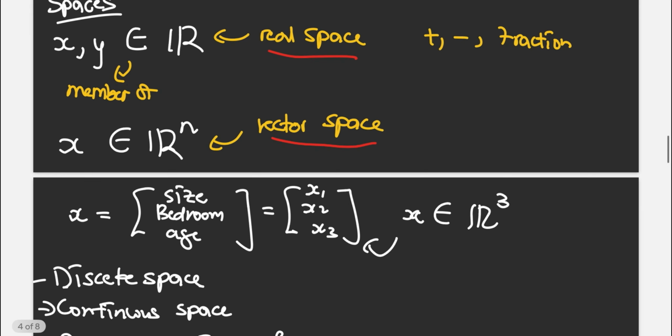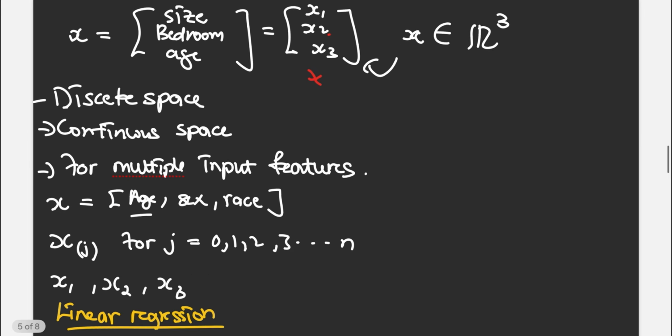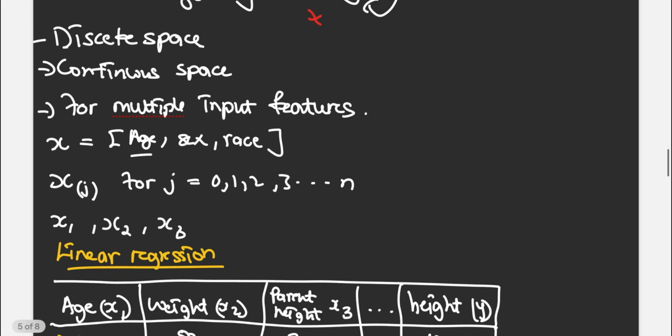Vector space implying it can be 3 by 1, or 4 by 1, or it can be 100 features, like x1, x2, up to x100. So we need to put this number over here to indicate what space we're dealing with in the vector space. We also have discrete space and continuous space. We don't really care about that.